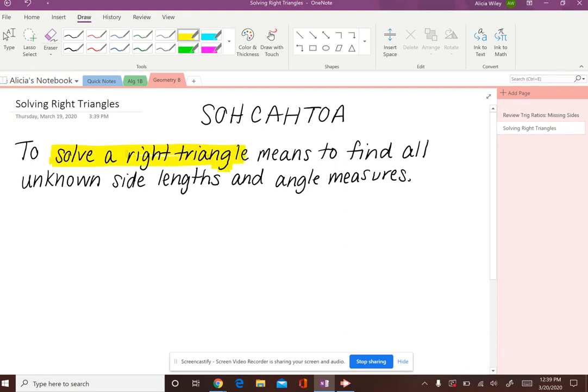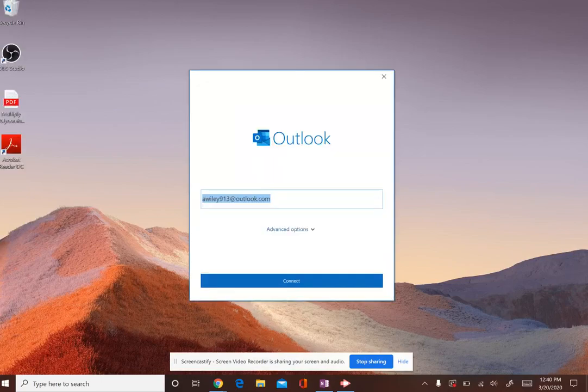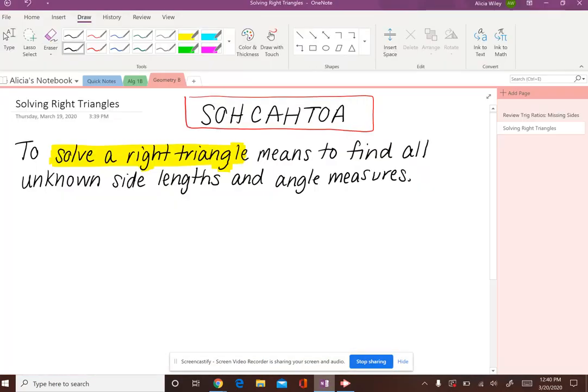So I'll highlight that for you because it's important to understand what that means. And again, we're going to be doing that using our good friend SOHCAHTOA. You can solve a right triangle when the following information is given to you.